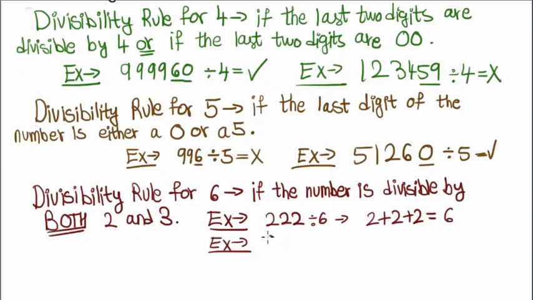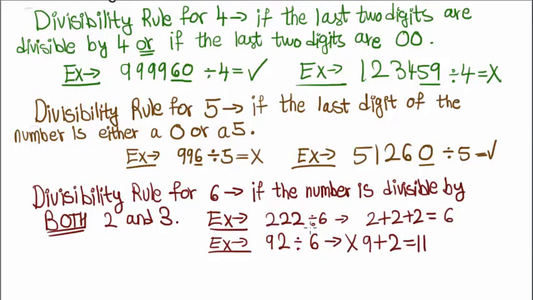On the other hand, if I have some number such as 92, this is not an example of a number that is divisible by the number 6. This is because 9 plus 2 will give me an 11, and since 11 is not divisible by 3, this right here is an example of a number that is not divisible by the number 6.